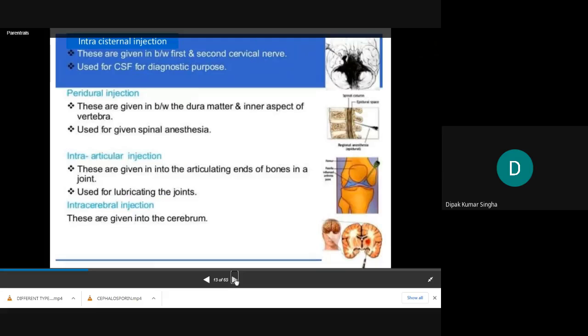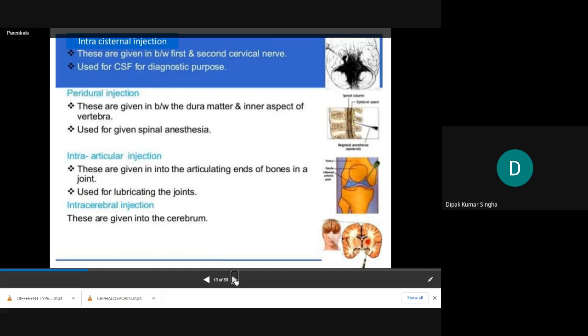Next is the peridural injection. They are given below the dura mater and inside the vertebra, and used for spinal anesthesia. Another is the intra-articular injection. It is given into the articular ends of the bones in the joints. There is a lubricating agent there. And intracerebral: it is given in the cerebrum also. That means the brain. It is huge.